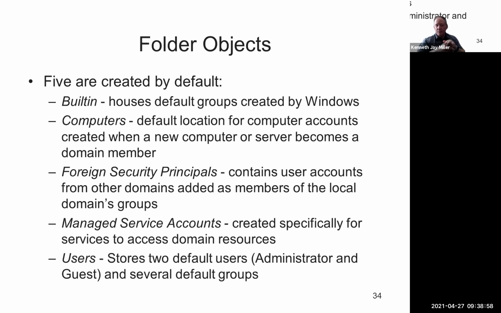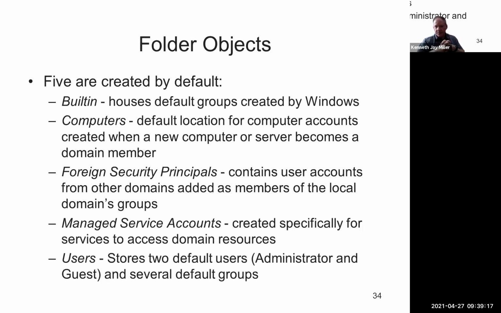Now, if we need to move it to an OU, we can just right click, move, and then select the OU and it will move it there. And that way, that computer will get the policies from the organizational unit. The foreign security principals contain user accounts from other domains added as members of the local domain's groups.